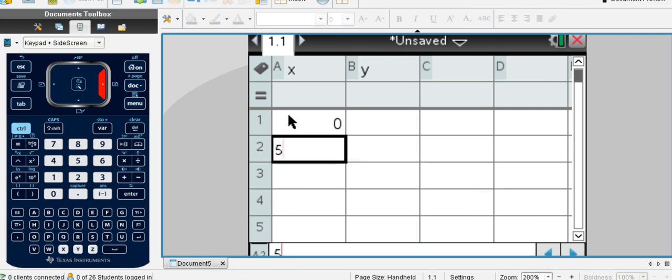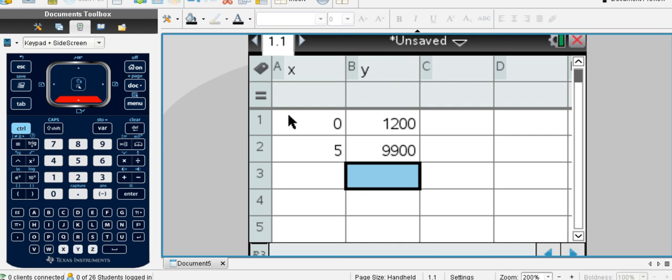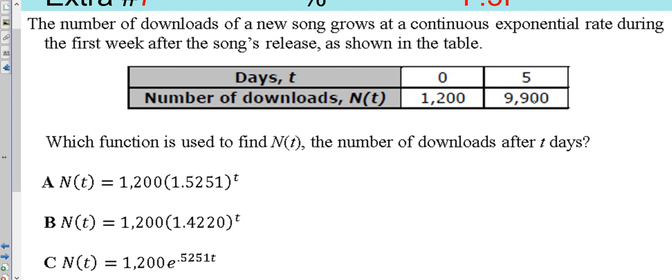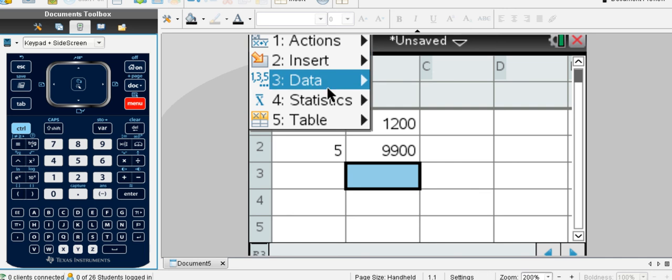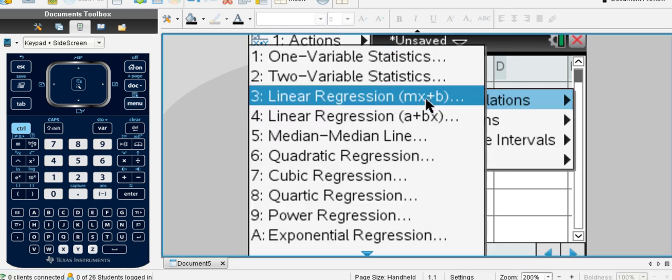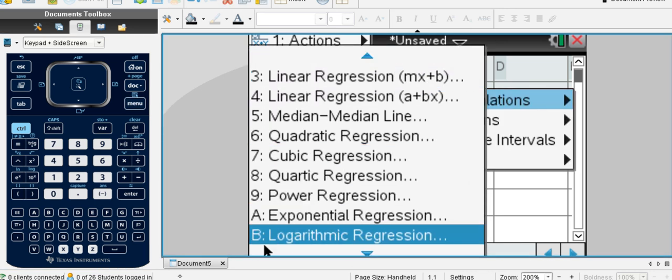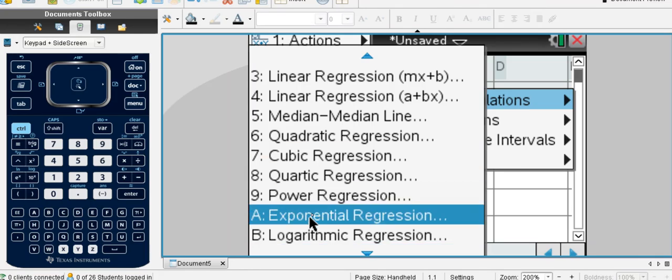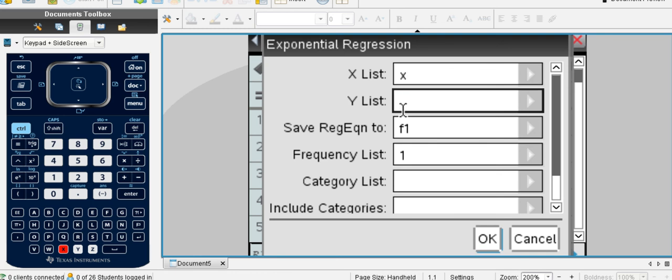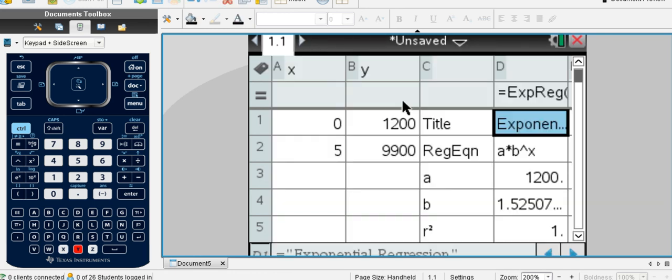I had 0 and 5, and I believe 1200 and 9900. Let me check those real quick, make sure those are accurate. Yeah, those are the values. And so we would then press menu and go to stats, menu 4.1, and we would choose a regression. In this case, it says it is continuous exponential. Someone might choose exponential there. You type in x for x list, y for y list, you press enter.